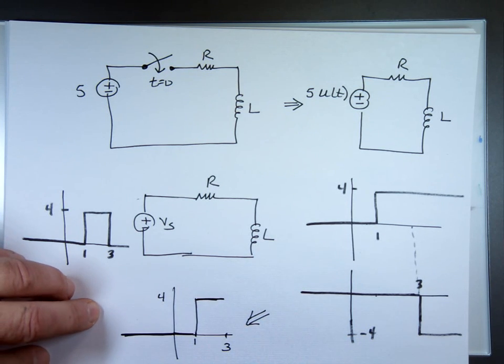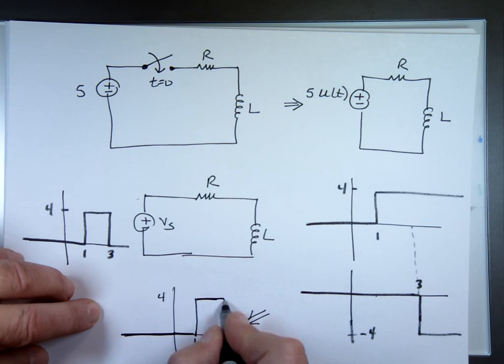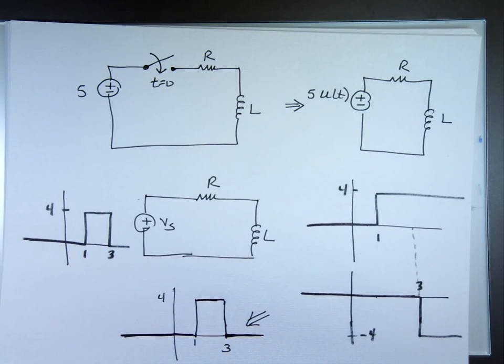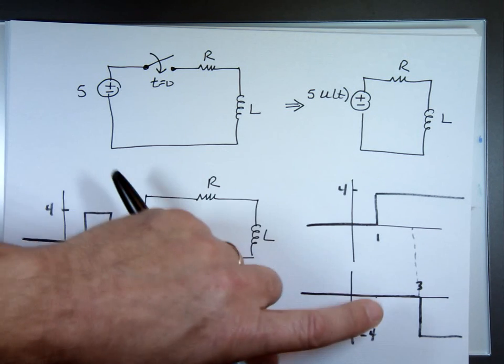And what happens after the 3? What's 4 plus a negative 4? Back to 0. You end up with that source. So that source is the sum of this plus this.